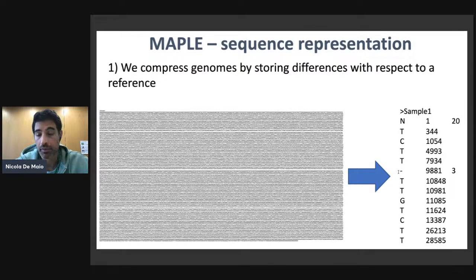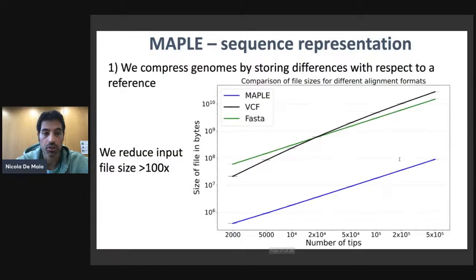By no means is this a novel approach, and I think it's also not the best approach, but I think it's very human readable. It's much more informative when you look at it, and it's efficient enough to make the problem manageable. So here I'm comparing the size of datasets, with the number of genomes on the x-axis and the file size on the y-axis. I'm showing FASTA in green, and the MAPLE format in blue. So you can see there's a difference of more than 100 times. Basically, I'm using more than 100 times less space to store the data.